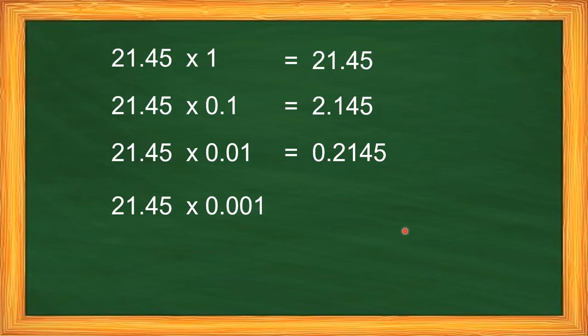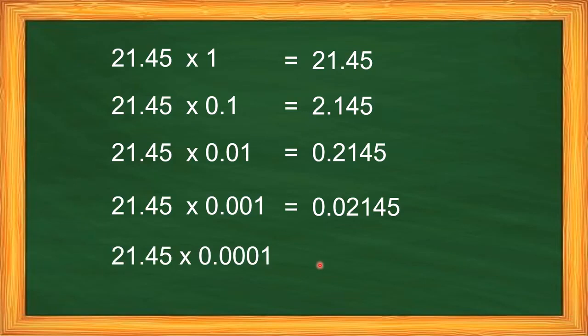21.45 times 0.001. So, again, ito ngayon ay nag-move na ng tatlong places ang point. So, 1, 2, 3. So, mula dito, that's 1, 2. Since kulang, dagdagan mo ng 0 para magiging 3. So, yung sagot natin, dapat magsimula with 0.0 kasi dadagdagan mo ng isang 0 eh. So, 0.02145. Ayan. Now, the last one is, multiply natin with 0.0001.